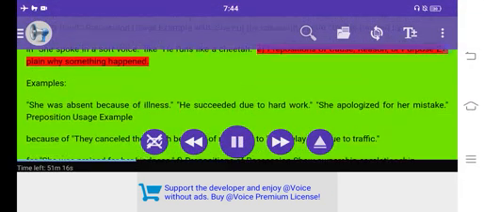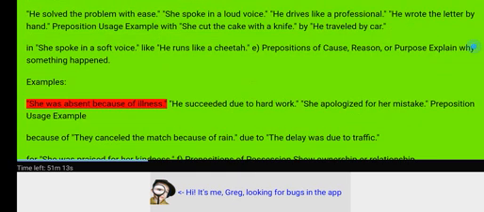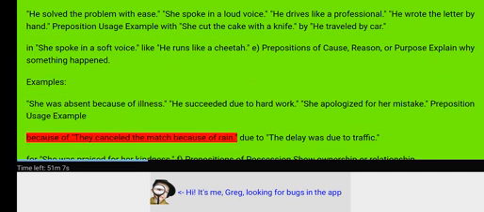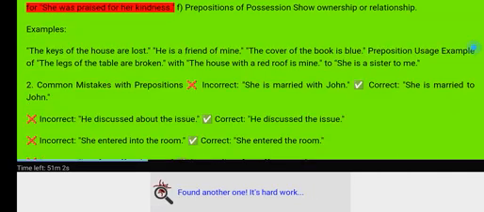Prepositions of cause, reason, or purpose explain why something happened. Examples: She was absent because of illness. He succeeded due to hard work. She apologized for her mistake. Preposition usage. Example: Because of. They canceled the match because of rain. Due to. The delay was due to traffic. For. She was praised for her kindness.